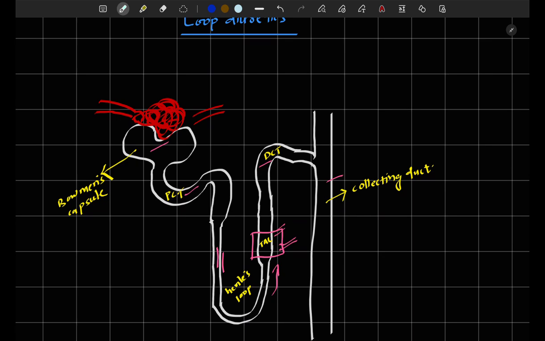Starting with anatomy. This is the basic structure of a nephron, where this is the Bowman's capsule, and this is the proximal convoluted tubule. If you go further ahead, the start of Henle's loop is there. This is the descending Henle's loop, this is the ascending Henle's loop, and this is the thick ascending limb of the ascending loop. This is the distal convoluted tubule and collecting duct.